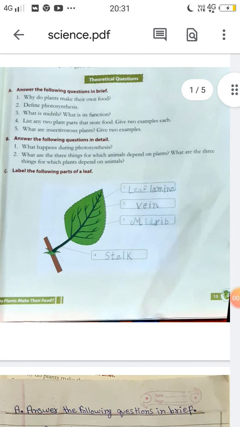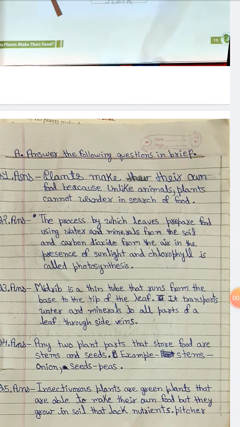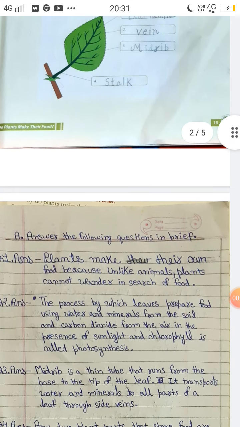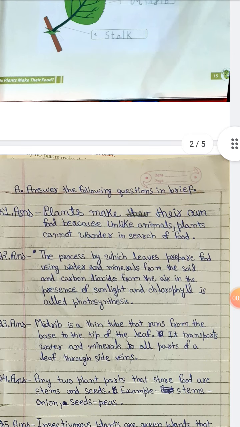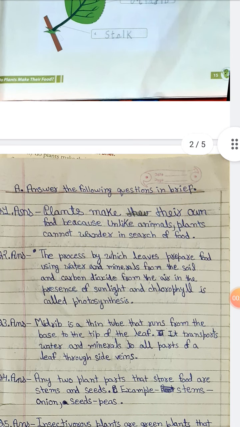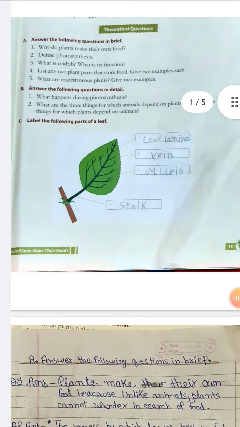Second question. Define photosynthesis. The process by which leaves prepare food using water and minerals from the soil and carbon dioxide from the air in the presence of sunlight and chlorophyll is called photosynthesis.